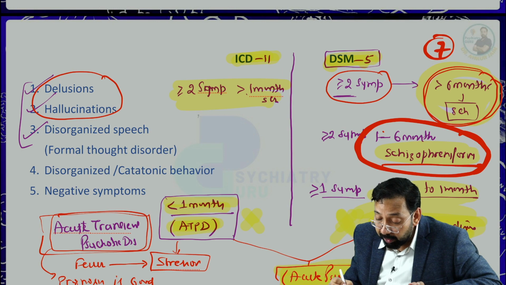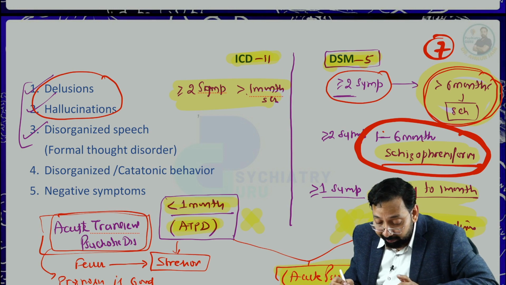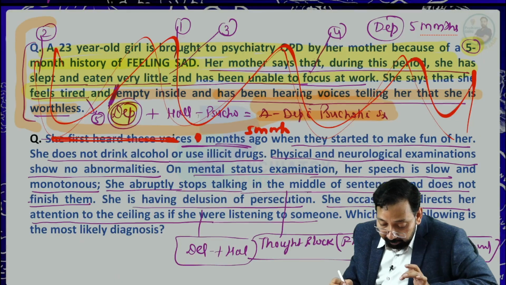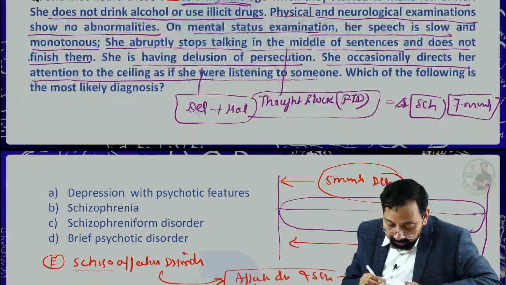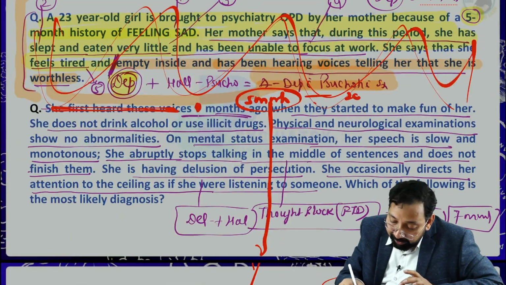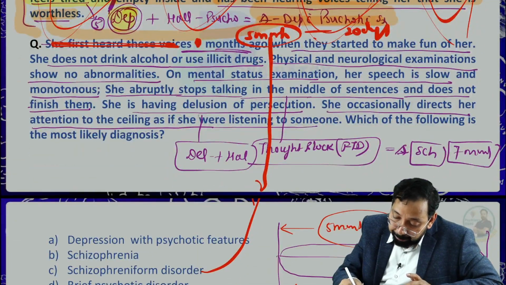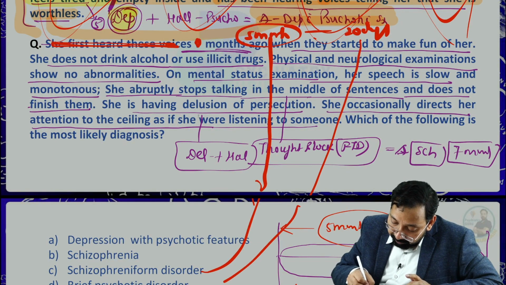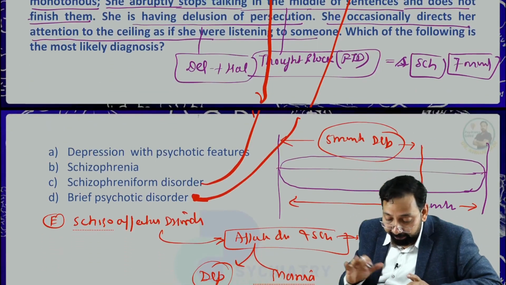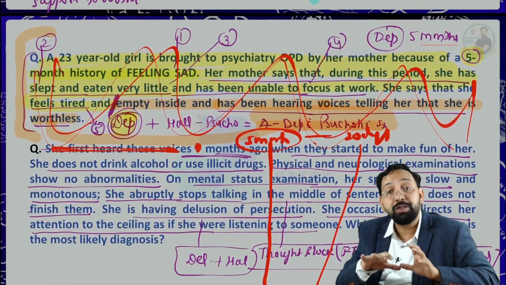In this question, if a duration of less than 1 month had been given, then the answer would have been brief psychotic disorder. So you can easily understand the concept of duration, how questions are asked, and how you can change the answer on the basis of duration. In the same question, if the duration is 20 days, then the answer would become brief psychotic disorder. Okay. So I have explained each and every aspect of this question, how a question can be framed.